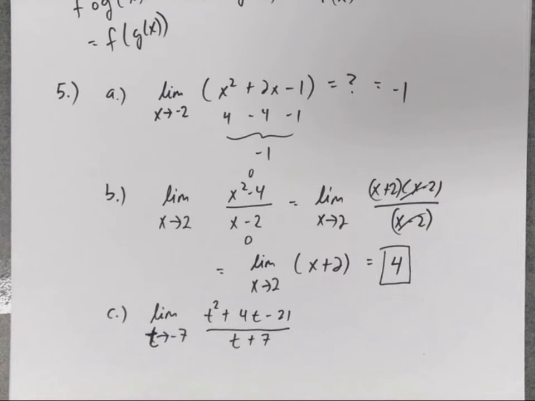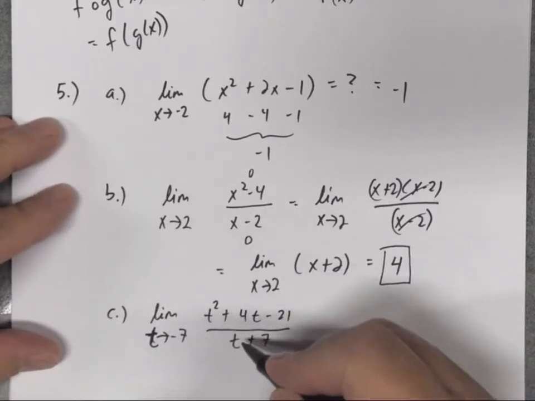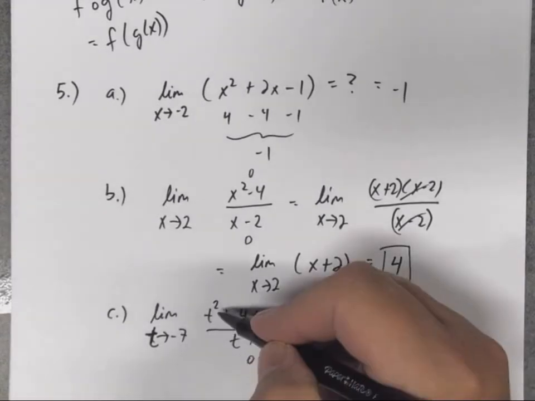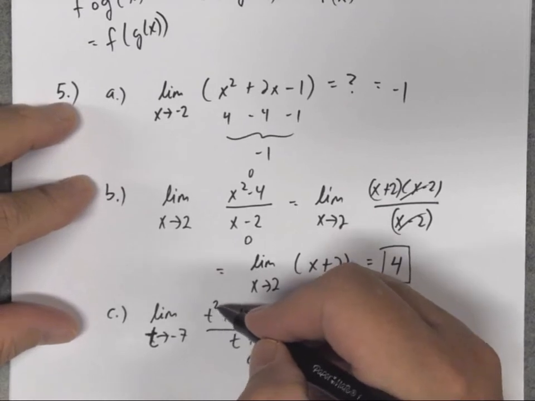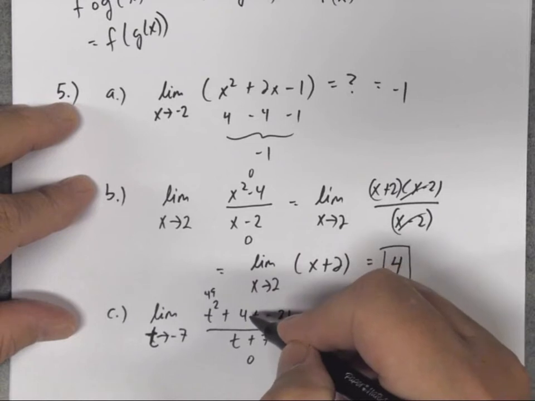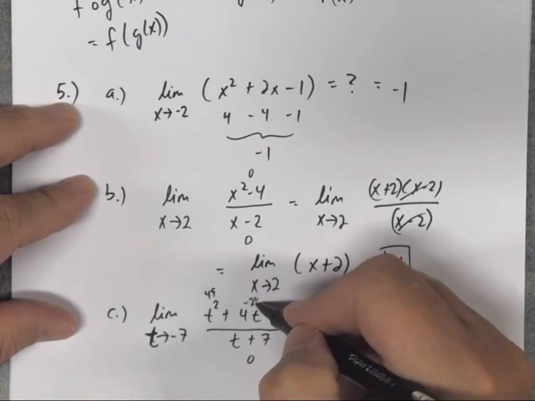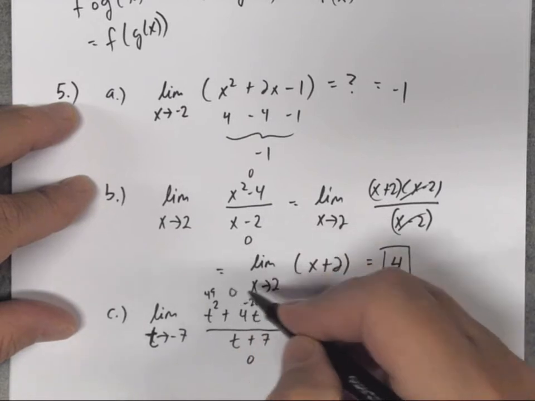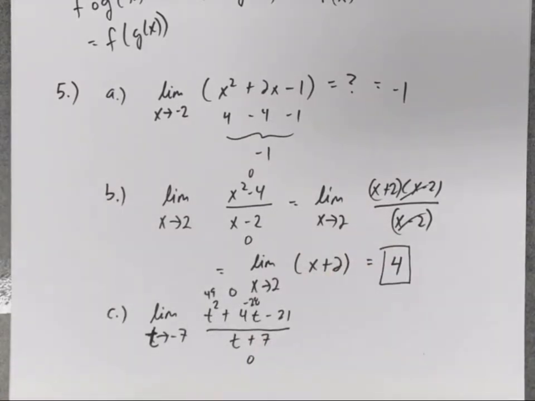First thing you always try is just plug in the number for t and see what happens. If I plug in negative 7 for t, then here at the bottom, I get a 0. Okay, so now I know I've got a problem. Let's see what happens on the top. If I plug in negative 7 for t, negative 7 squared is 49. Negative 7 times 4 is negative 28, minus 21. If I combine these, once again, the numerator is also 0. So here's another case where I have 0 over 0.